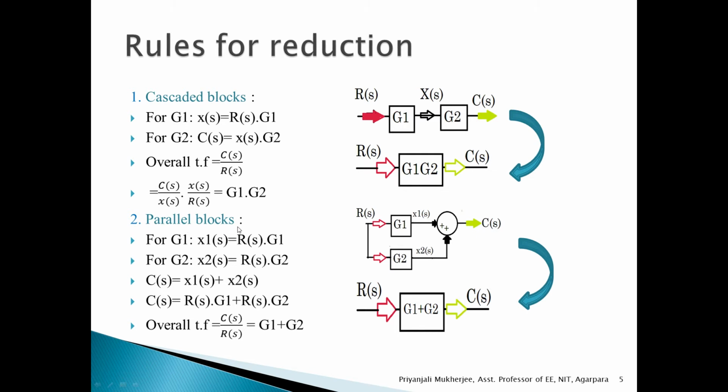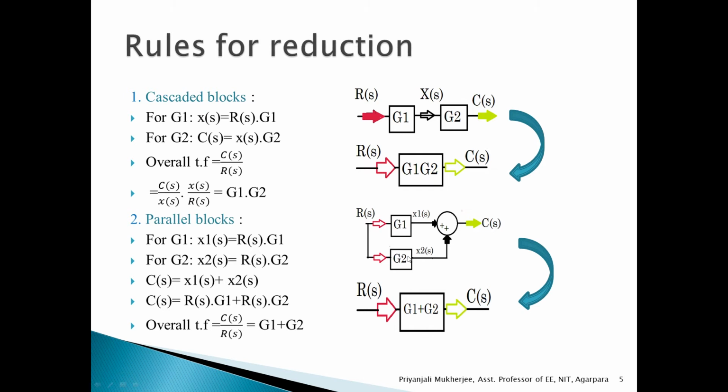Next is the parallel connection of blocks. So here G1 and G2 are connected in parallel, and at this summing point both the signals are positive. That means the output is the summation of X1(s) and X2(s), and R(s) is the single input that goes to the G1 block and the same input is going to the G2 block.